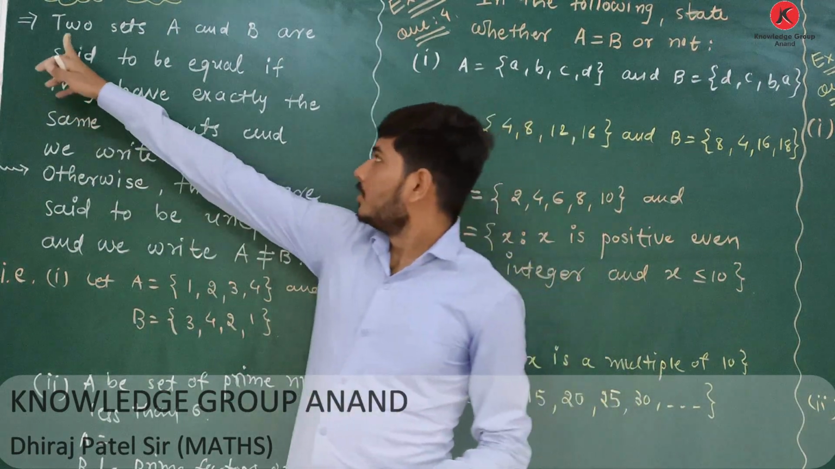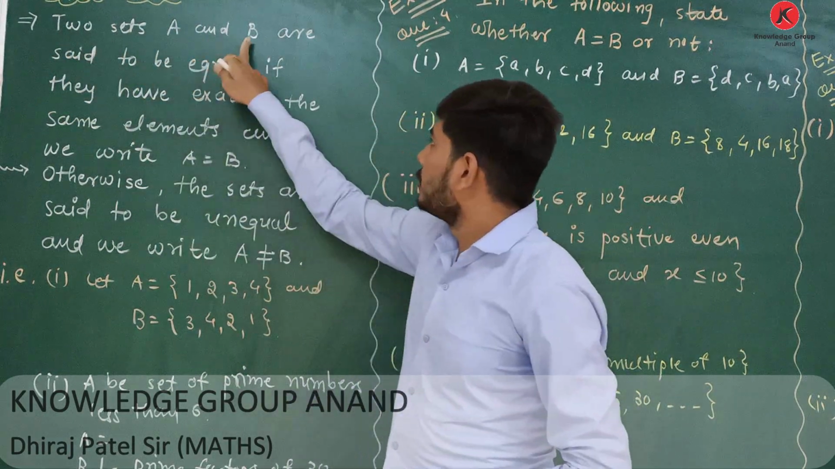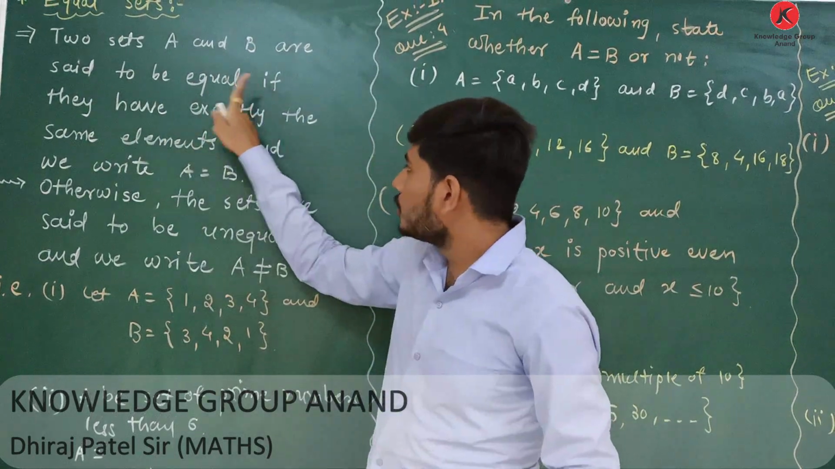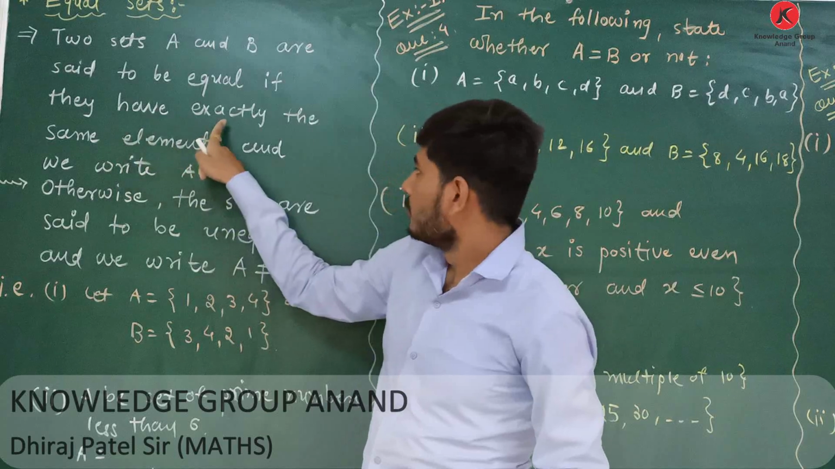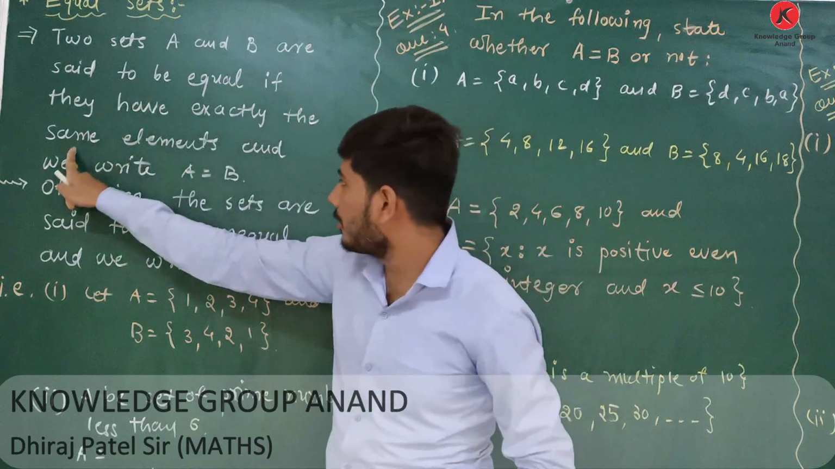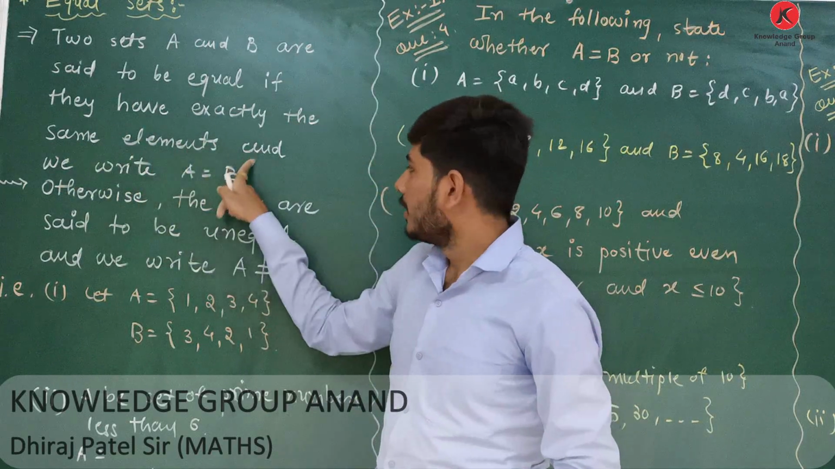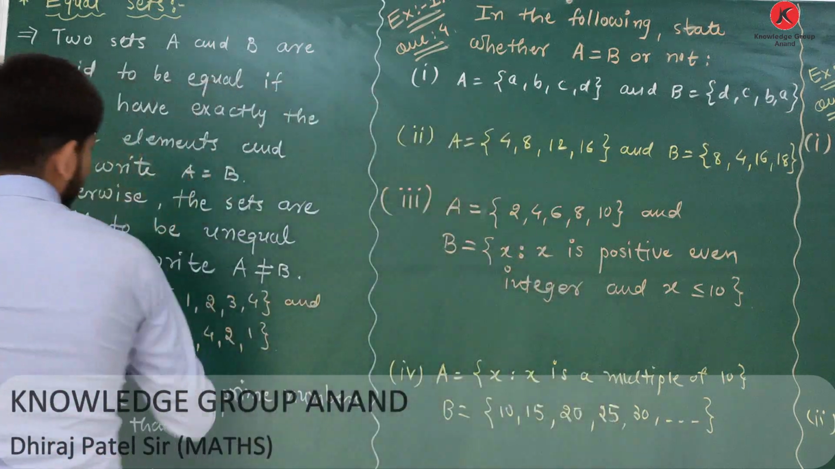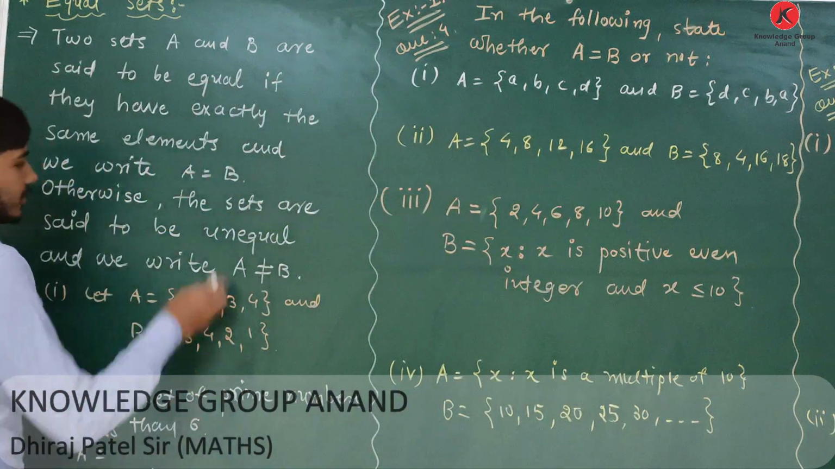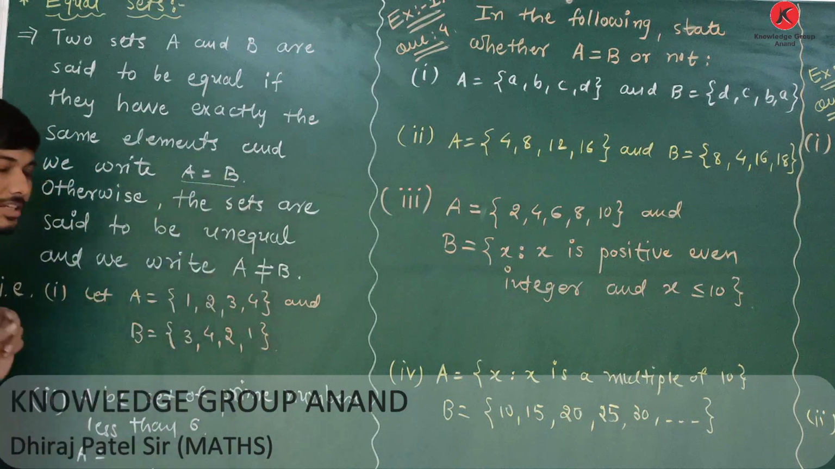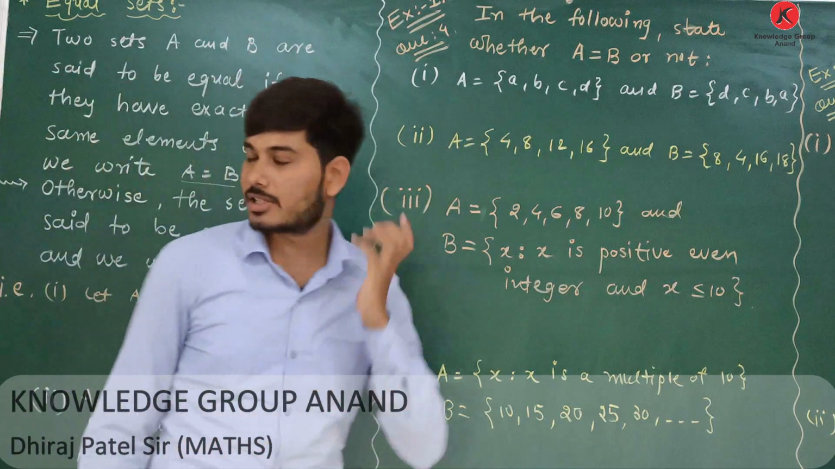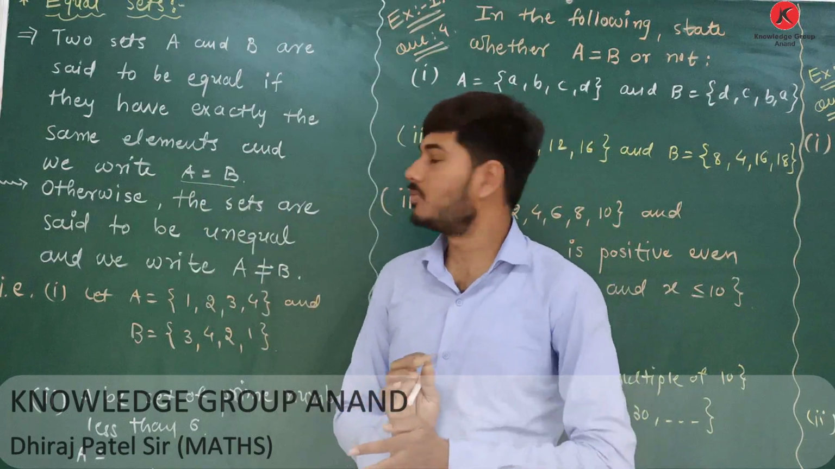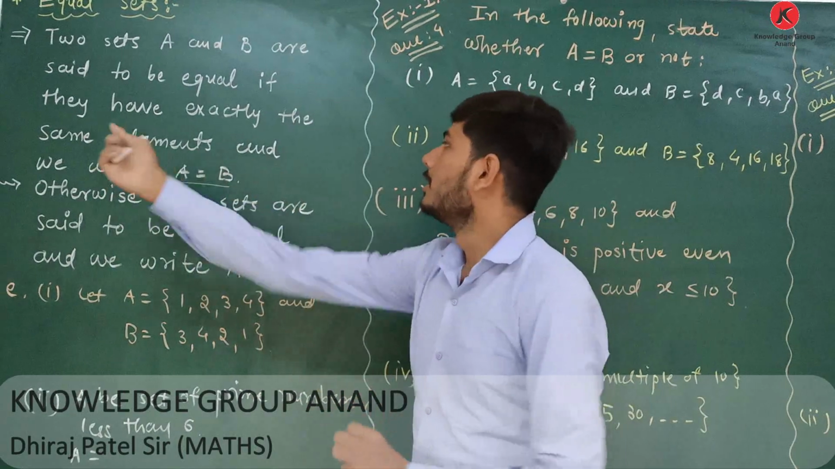Now see here, two sets A and B are said to be equal if they have exactly the same elements, and we can write it as A equals B. This is the notation for equal sets. If A and B are equal sets, then we can write A equals B in mathematical form.